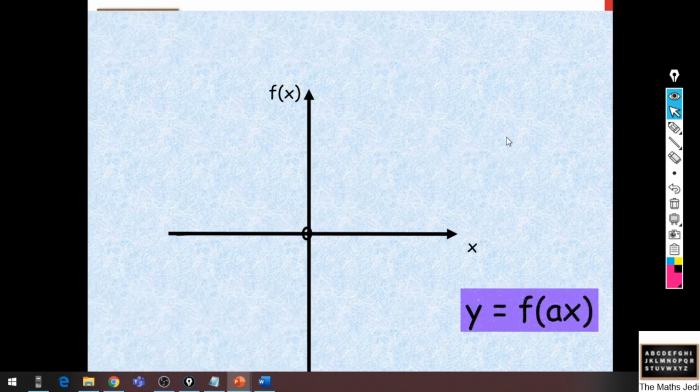What about the other one? f of ax. First of all, we've got to look at that and understand what that does. So f of ax, let's look at our familiar graph, x squared.